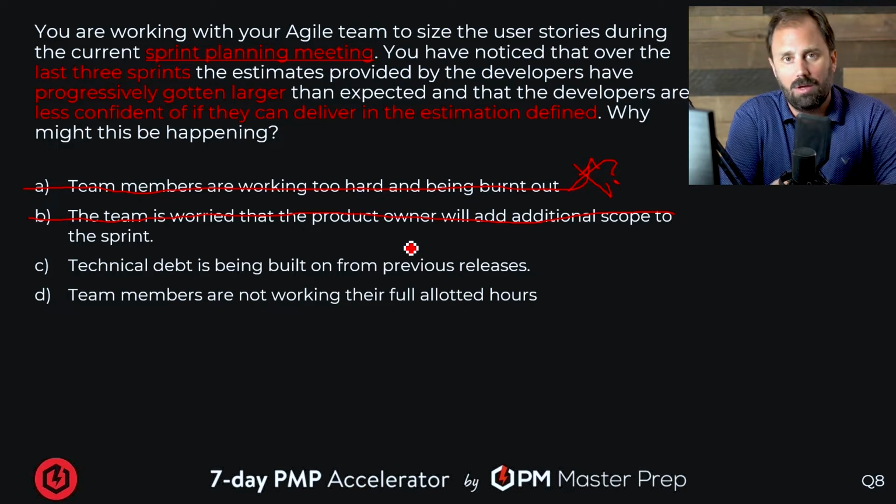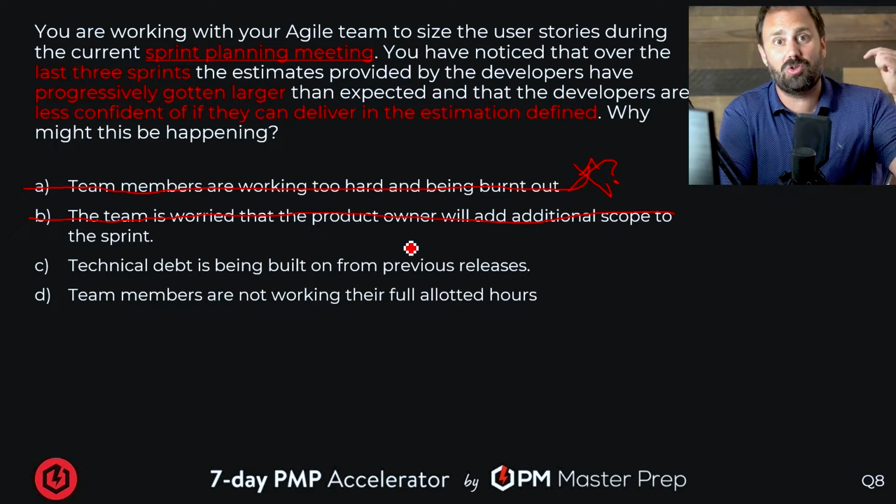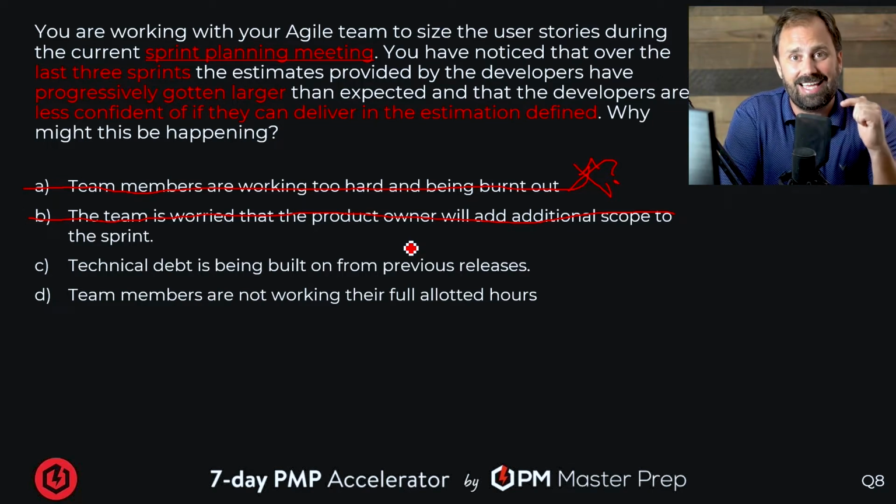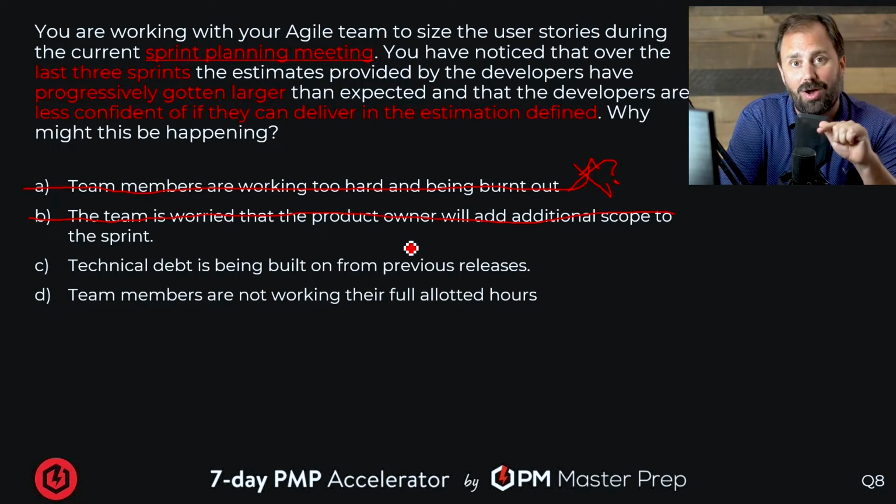Technical debt. Now, 73.5% of you will go, dude, I don't like it because I don't know what technical debt is. That is not a valid reason to cross out an answer, okay? And that's not a valid reason to go to the next answer. You've got to sit in your confusion. If I didn't know what technical debt is, I'd go, huh, what's technical debt? I'd call my friend. I'd Google. I'd look at my index and my site. I'd ask my coaches. I'd figure it out. So it says technical debt is being built on from previous releases.